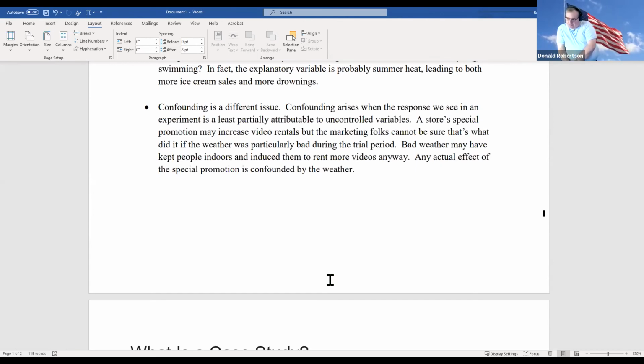Does that help or hinder the idea of what a lurking variable is compared to what a confounding variable is? Because it's very easy to kind of overlap a little bit. In fact, I bet you in some situations there may well be an overlap where is it really a lurking variable or is it more a confounding variable?